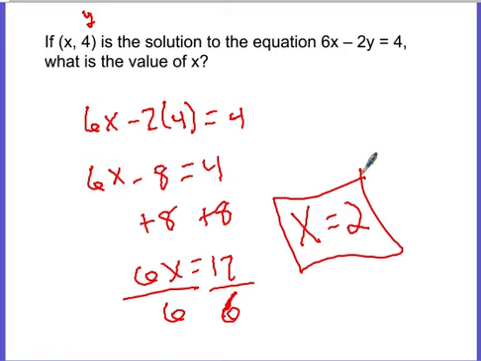Okay? You guys had to think about it a little bit, but you got there. I think everybody saw what to do. All you have to do is substitute. And there's one just like this one on the test. All you got to do is substitute the known value in and solve for the unknown value. Okay?